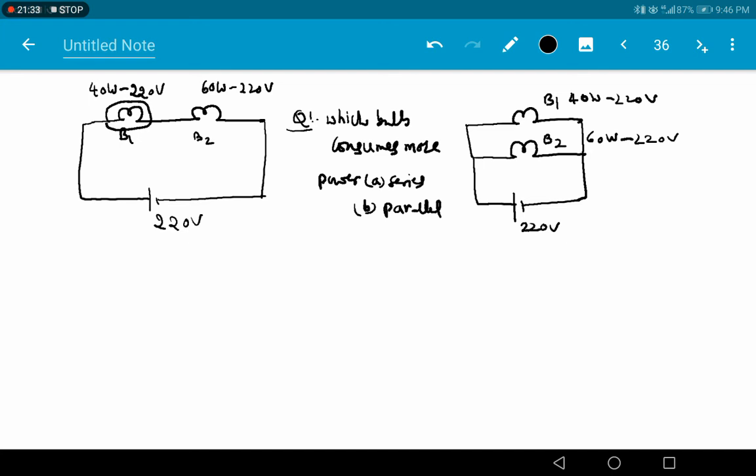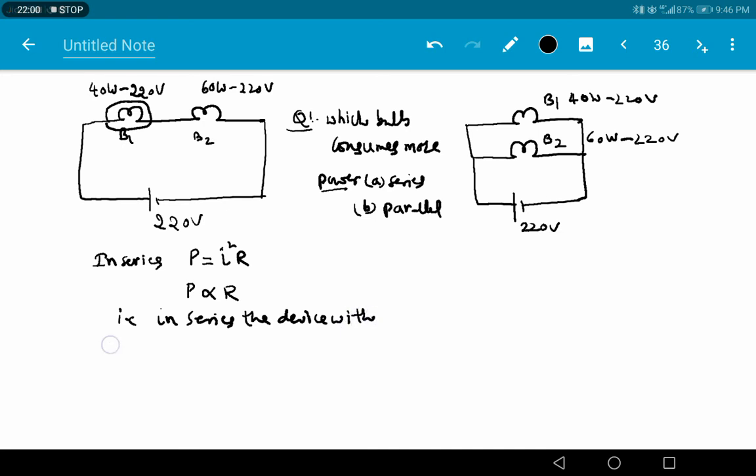So first we should know its resistance relation, because power consumption in series is equal to I square R, so P is directly proportional to R. So in series combination, the device with more resistance, nothing but less wattage, consumes more power.